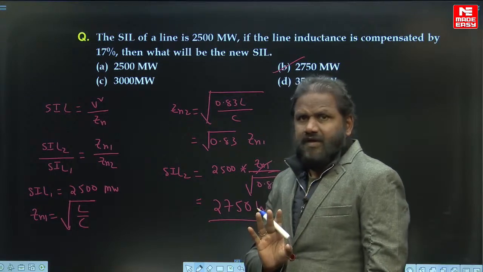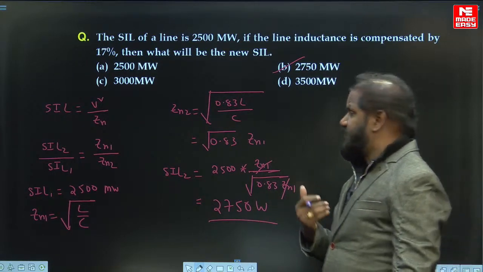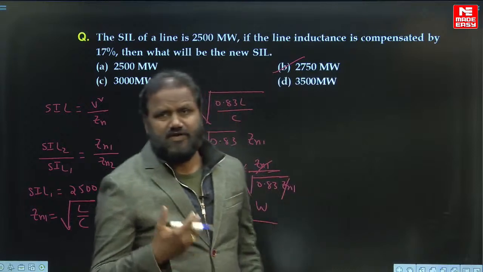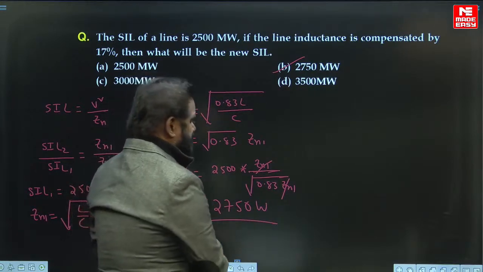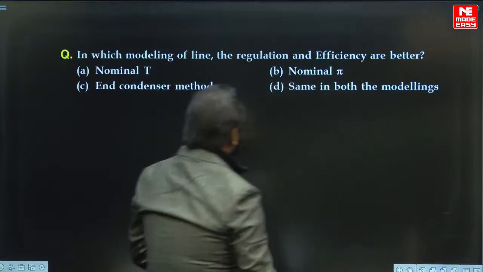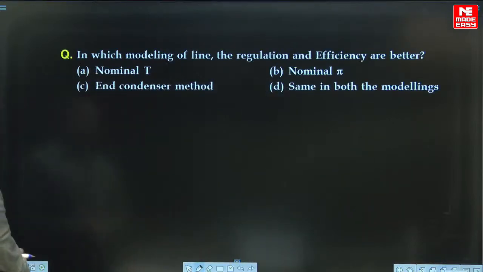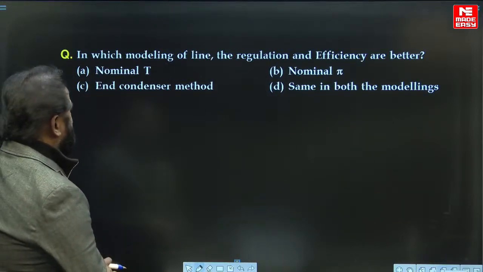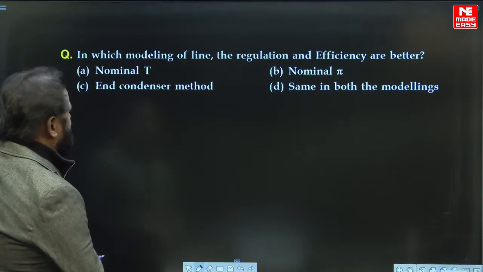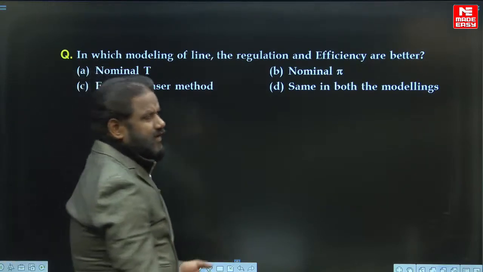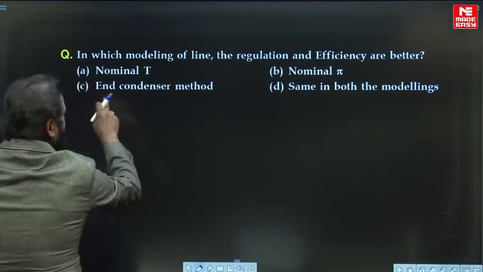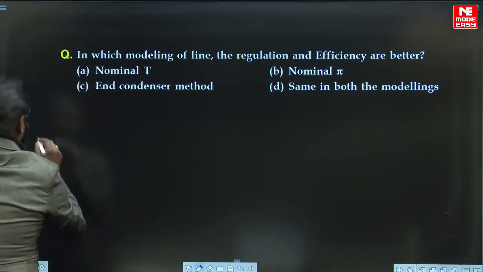So these are all the hints and tips that you can have, so that numerically you know how to solve the things. So this is the concern that you can take. Next is, in which modeling of the line are the regulation and efficiency better? Nominal T, nominal pi, and condenser method, or same in both the modelings. Point is that nominal T and nominal pi are the two configurations that you can have.